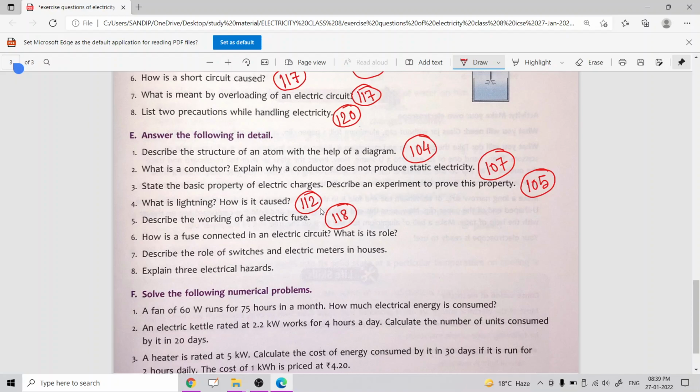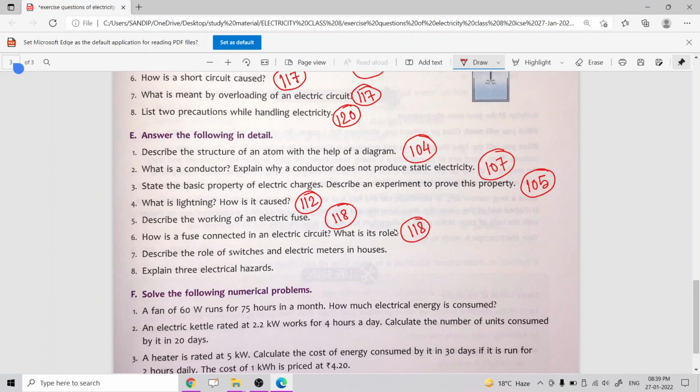Okay, but its resistivity is very high, and also it is basically an alloy. When a huge amount of current is passed through the electrical circuit, the fuse melts and we get the current cut off. Now the next one is, how is a fuse connected in an electric circuit and what is its role? It is also already discussed, and we get the answer from the same page, page 118. Generally, the fuse wire is connected to the live wire.